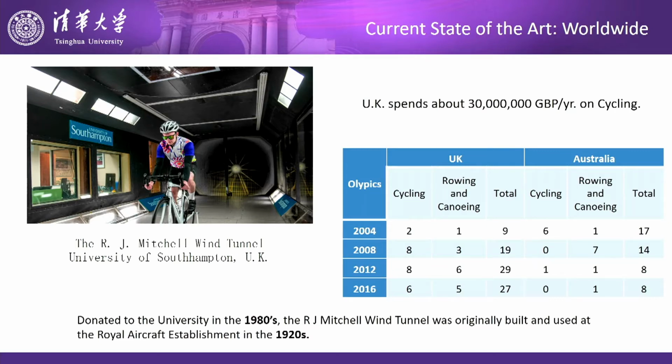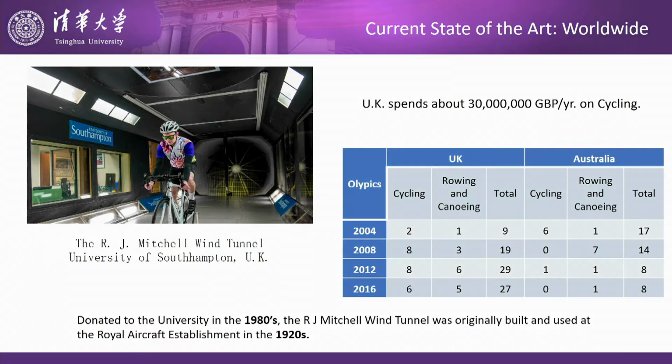Here, the University of Southampton is one of the most famous universities in sports science, and it's the base of the cycling team of the United Kingdom. This wind tunnel is called R.J. Mitchell. It was built in 1920, really early, and started being used for sports. It was donated to the university in 1980, so we're quite early.